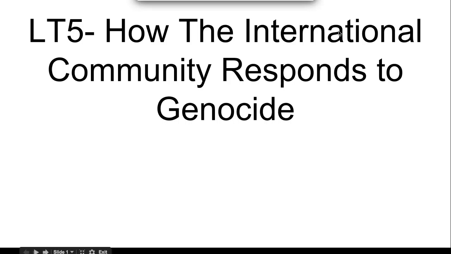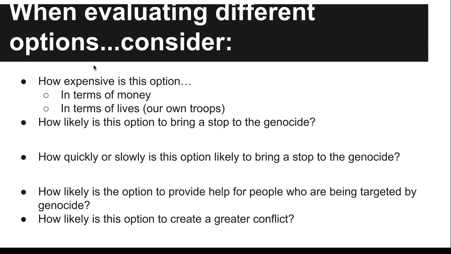This time we're going to be talking about Learning Target 5, how the international community responds to genocide. When you evaluate these different options, I want you to be considering a lot of different questions. First, how expensive is this option in terms of money and lives? And not just lives of the people who are there, but also our own troops as well, our being the international community, the US, whoever's involved.